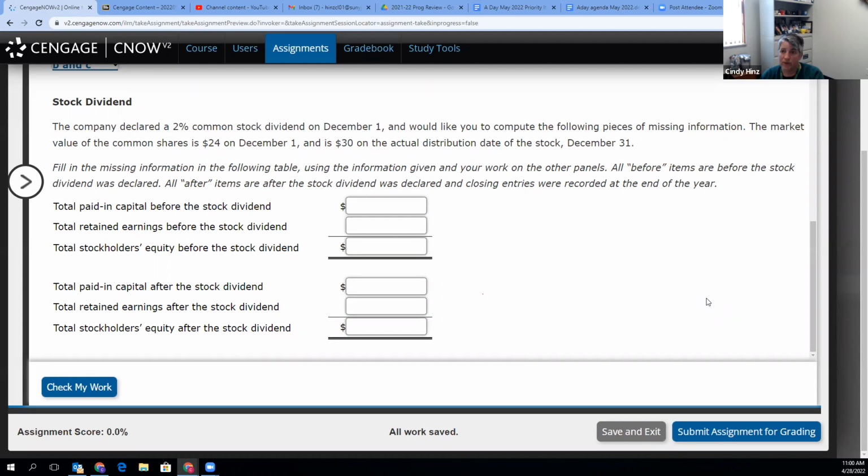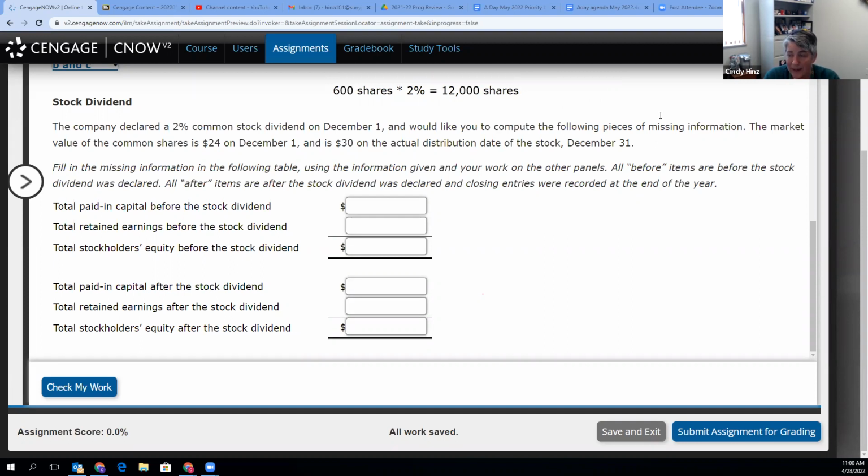So the last part of this question deals with the stock dividend. The company declares a 2% common stock dividend on December 1st. So remember, the stock dividend only goes to the outstanding shares. We've already established there are 600,000 shares outstanding. So 600,000 shares times 2% means we would issue an additional 12,000 shares of common stock for that stock dividend.